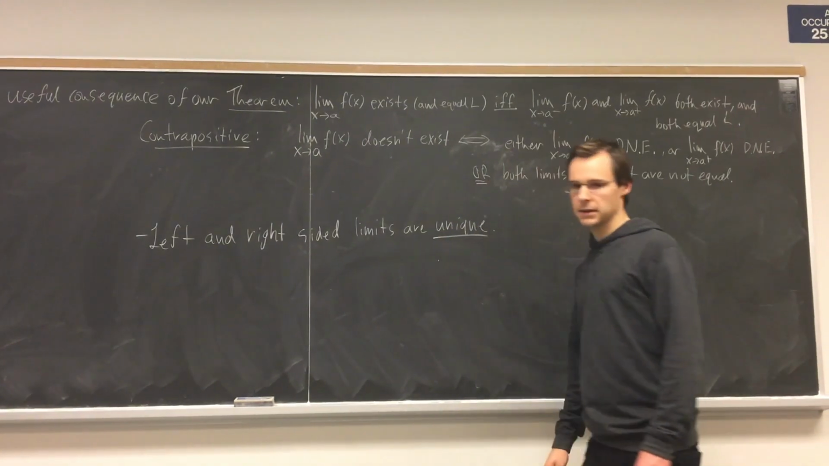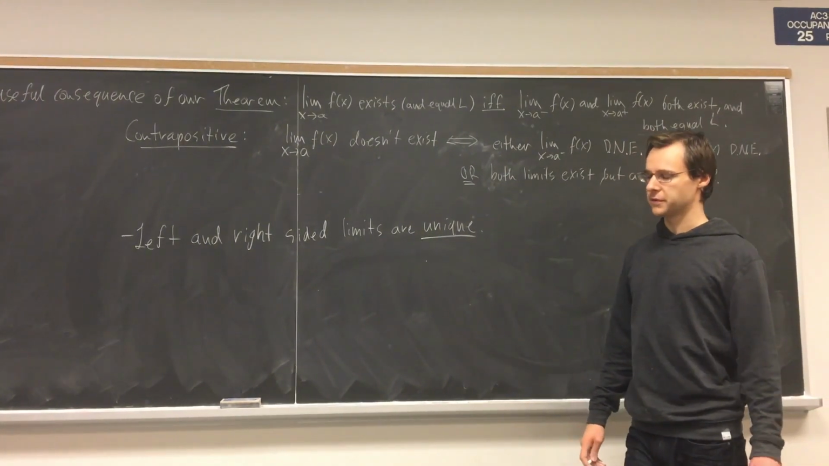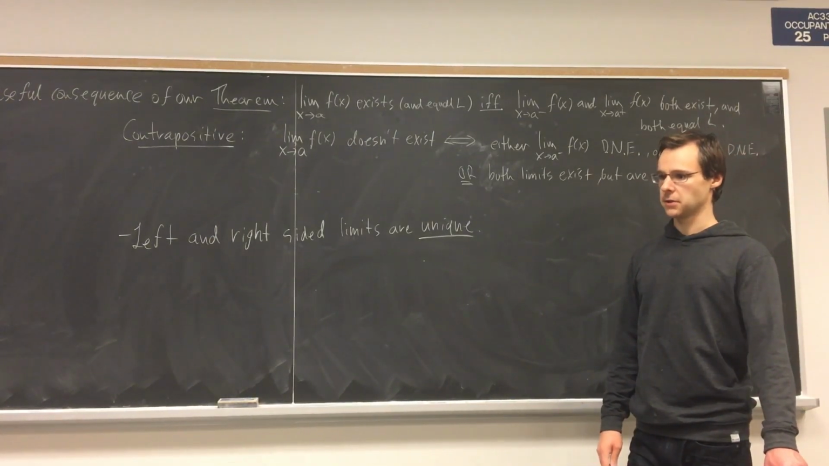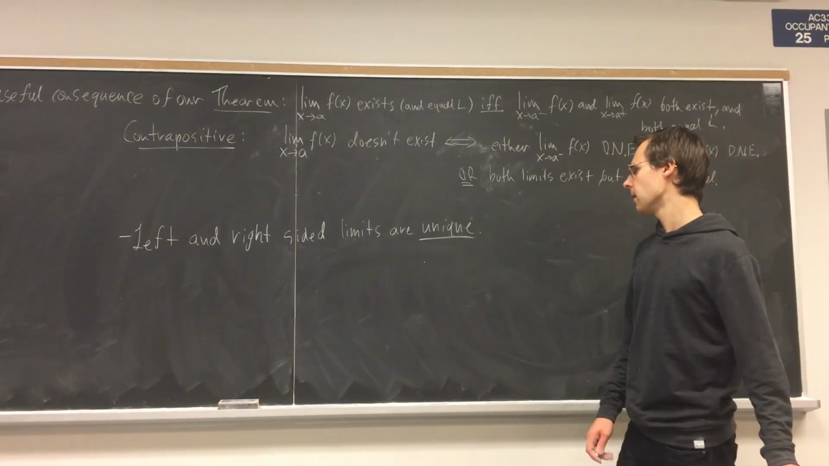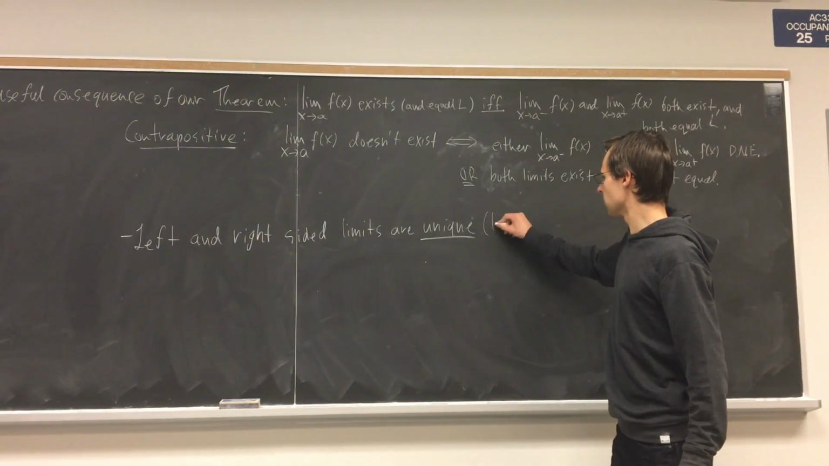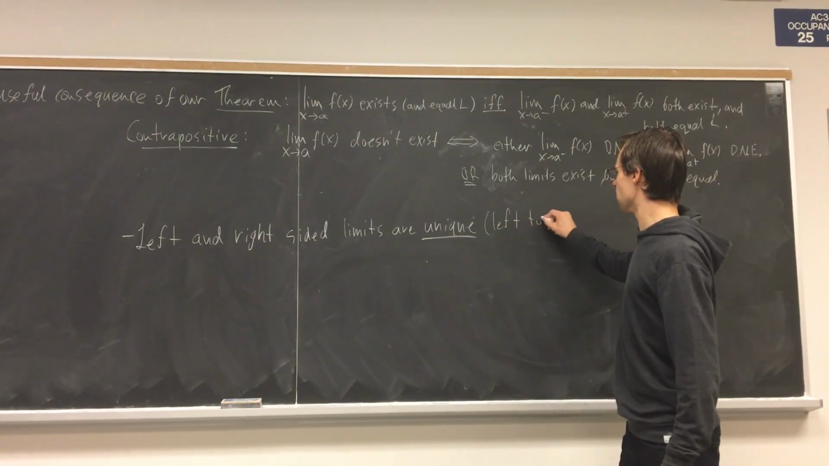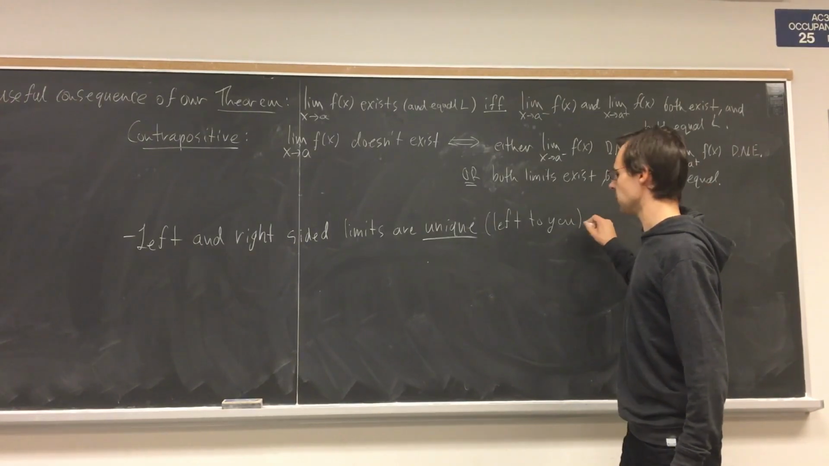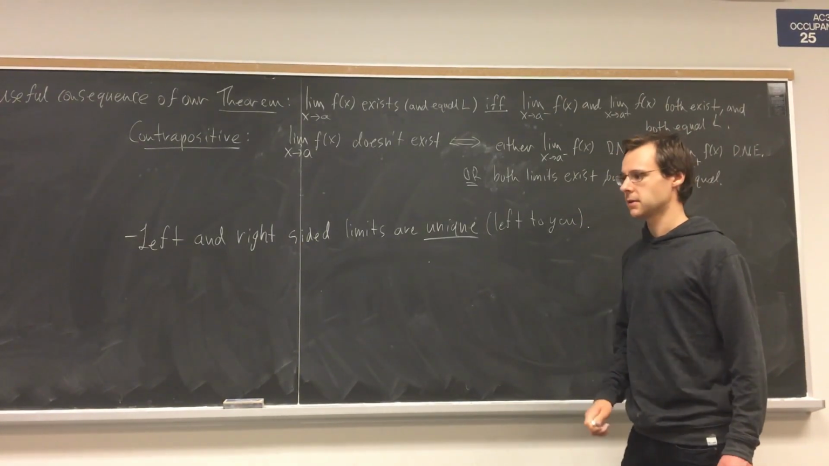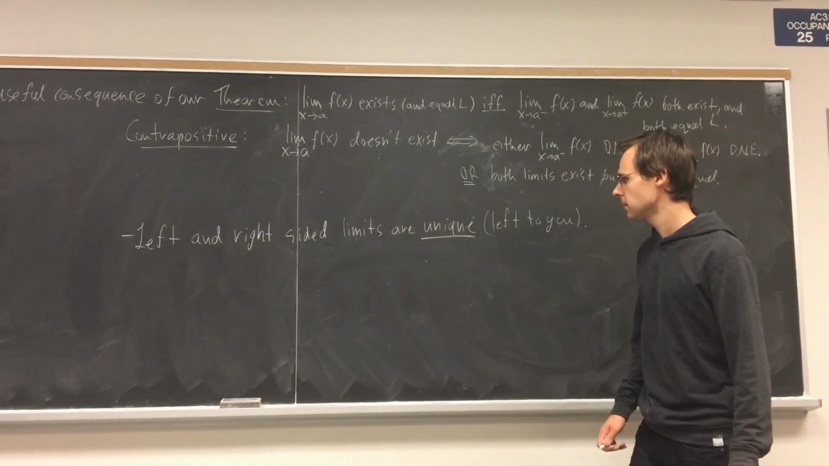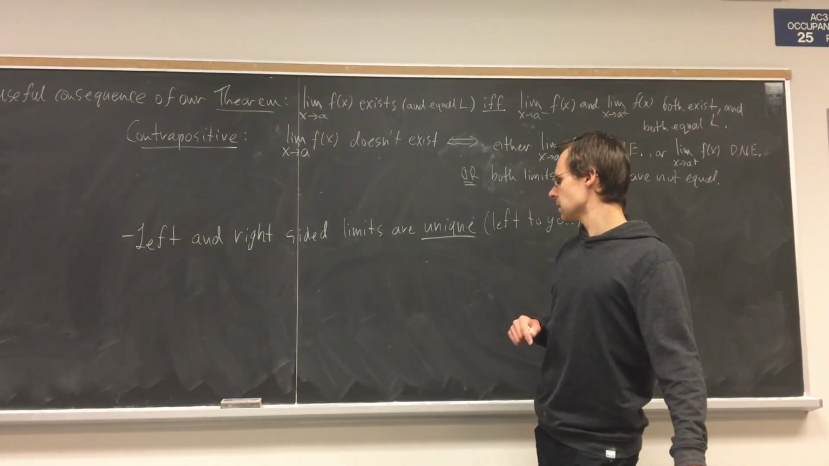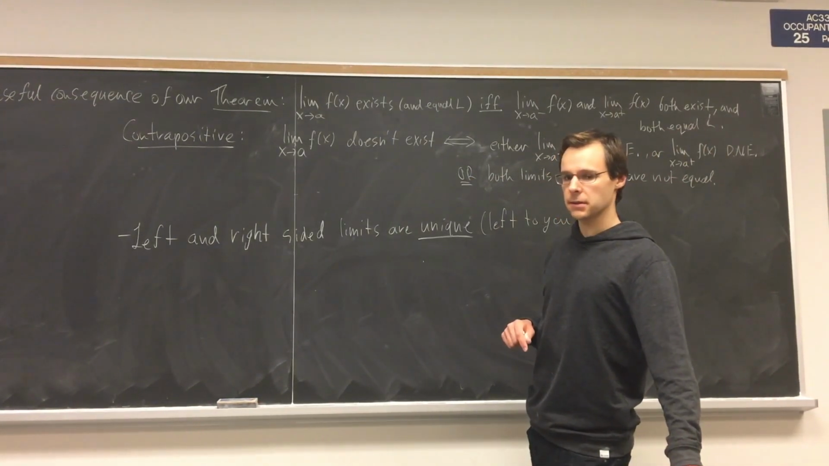And the proof is nearly identical to the proof we've just done with two-sided limits being unique at the beginning, okay? Maybe I'll leave that to you, although it really isn't very much work at all. You just adapt the other proof which you've seen, okay? The left-sided limit is unique, and also the right-sided limit is unique, okay?